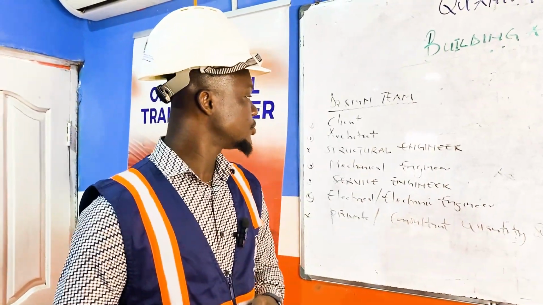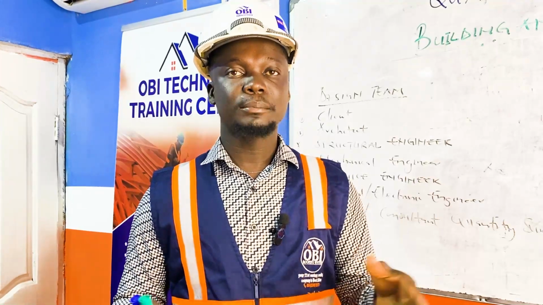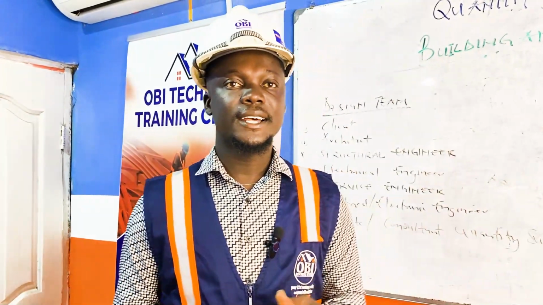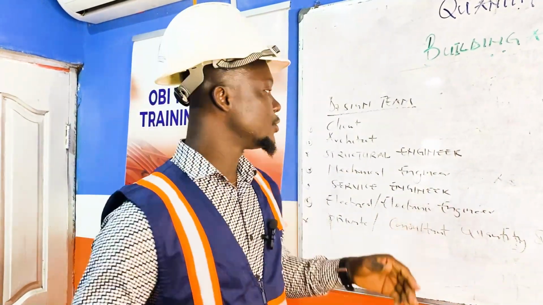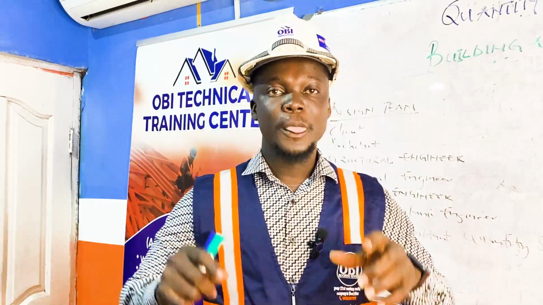Then when we come to the mechanical engineer. The mechanical engineer in the design team also plays a role when it comes to the mechanical services. For example, we have the fire extinguishers, we have the hose reels, we have mechanical services like installation of air conditioning and other things, smoke detectors and all those things. So it falls under the mechanical engineer. His or her responsibility is to make sure that all those things are well designed and well positioned at the advantage point that is necessary.